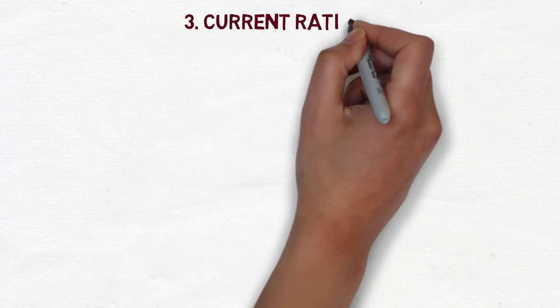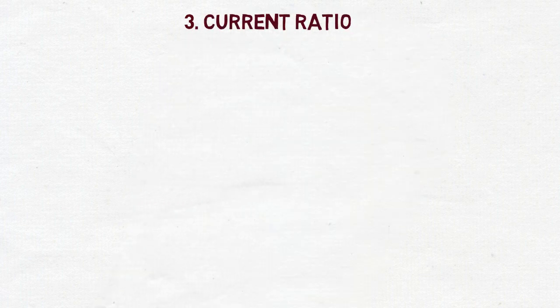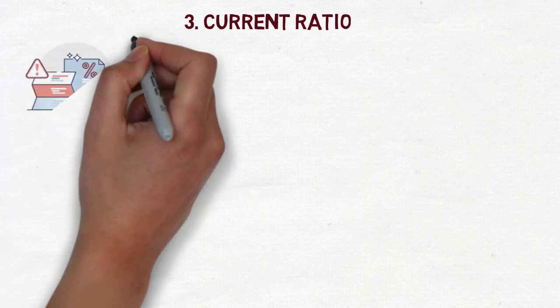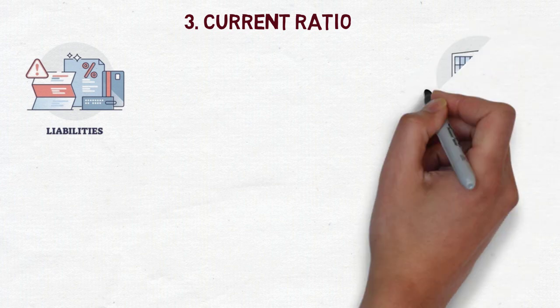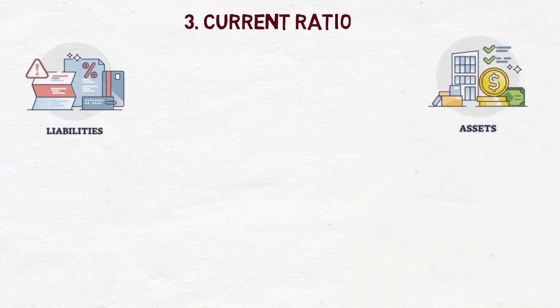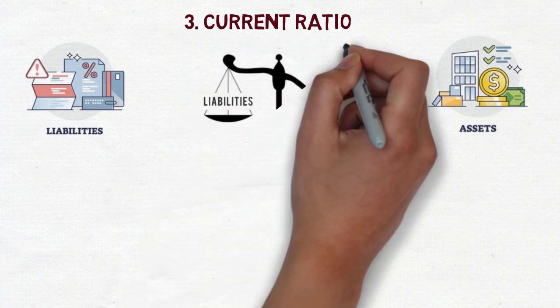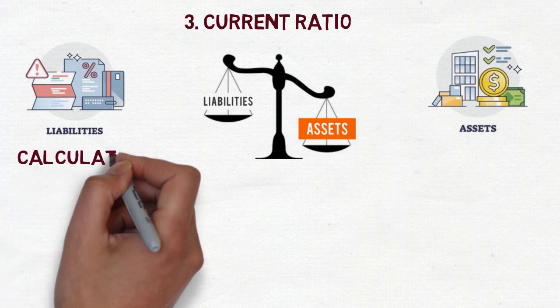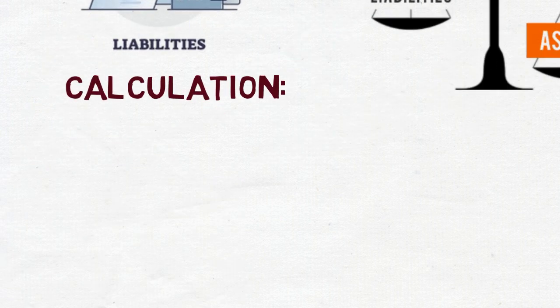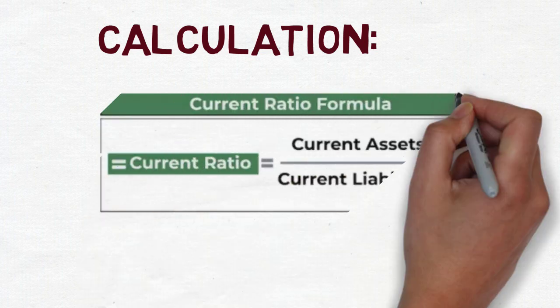Number 3 ratio is current ratio. Also called the working capital ratio, the current ratio measures a company's ability to cover its current liabilities, for example, debts due within 1 year, by using its current assets. Expressed as a numerical value, this important financial ratio indicates how many times current liabilities can be covered by current assets of the company. The current ratio is calculated by dividing current assets by current liabilities of the company.